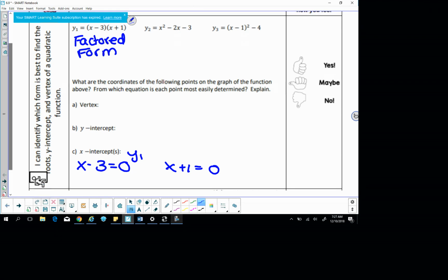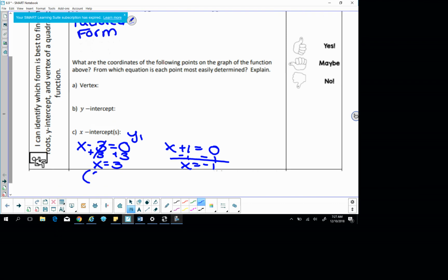So what would your x-intercepts be? How would I get x by itself here? Add 3, and you get x equals 3. And what would I do here? Subtract 1, and you get x equals negative 1. So we know that our two x-intercepts are (3, 0) and (negative 1, 0). So the easiest one to get your x-intercept is when it's already in factored form. We've been working on factoring so that we can get the x-intercepts.